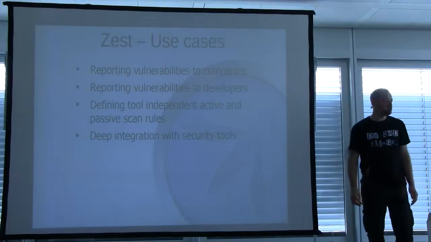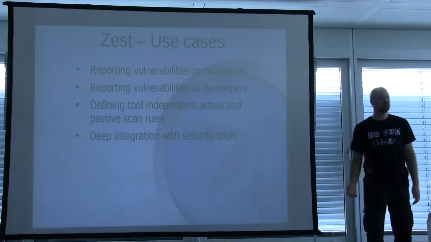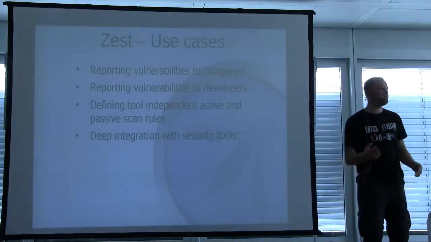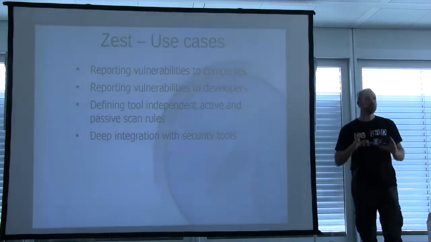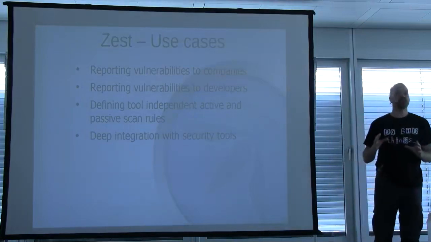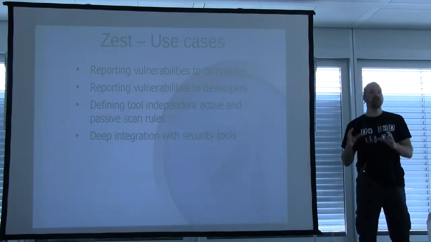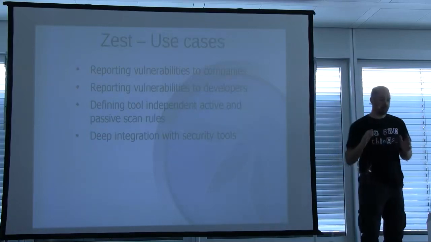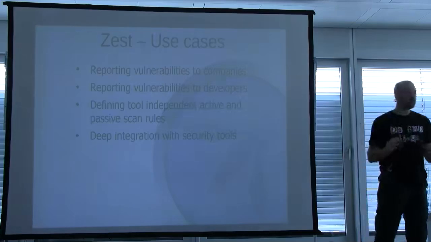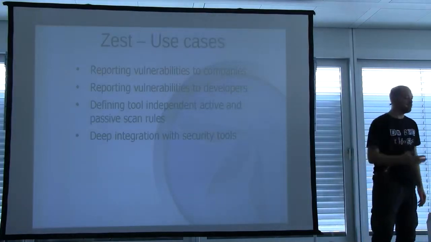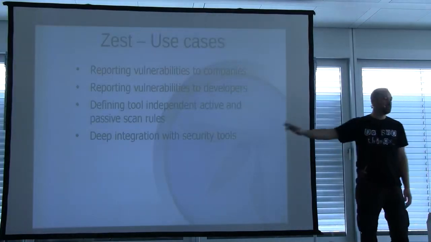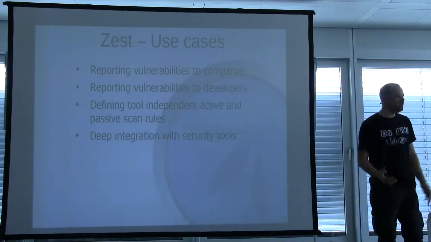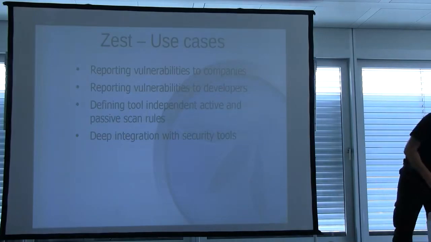So we've come up with some use cases. One is reporting vulnerabilities to companies. As you probably know, Mozilla has a bug bounty program, both for Firefox and for our websites. We're going to be recommending that the ideal way to report vulnerabilities is to supply ZEST scripts to us. Also reporting vulnerabilities to developers, tool-independent active and passive scanning rules, and deep integration with security tools, where we're going to be using ZAP. I have to go very quickly, so time's out.